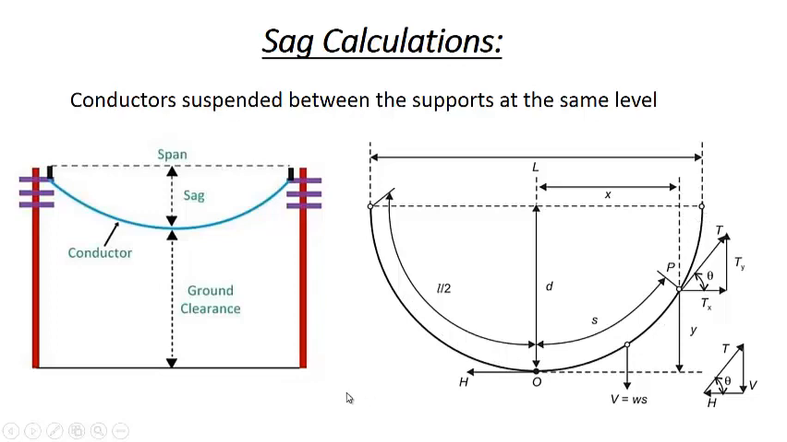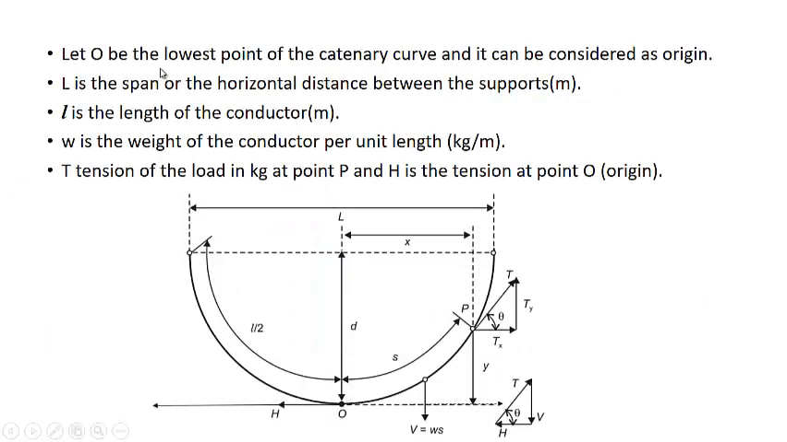So let O be the lowest point of the catenary curve and it can be considered as the origin. L is the span or horizontal distance between the supports in meters, that is from this point to this point. Small l is the length of the conductor, again in meters. W is the weight of the conductor per unit length, in kg per meter, and T is the tension of the conductor in kg at point P, and H is the tension at the origin.